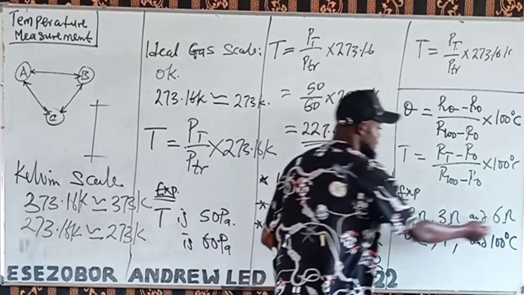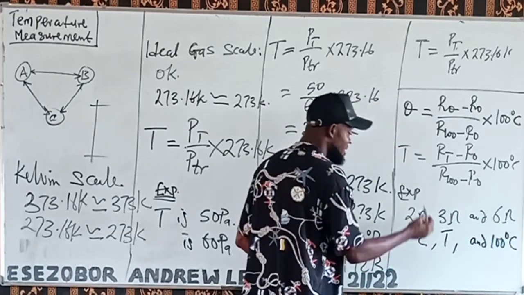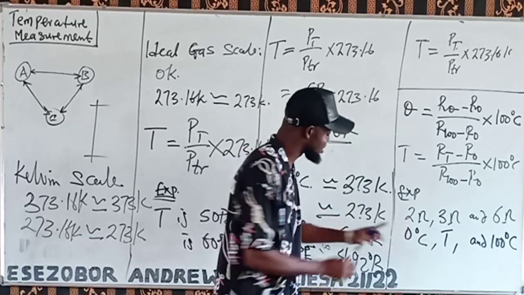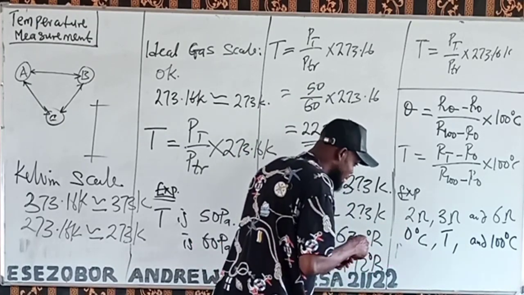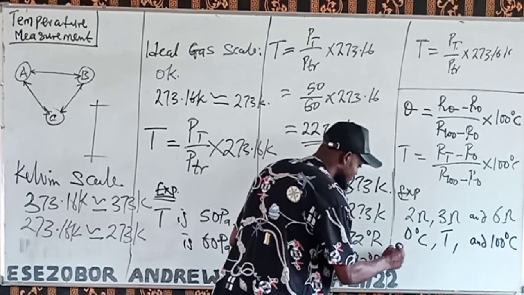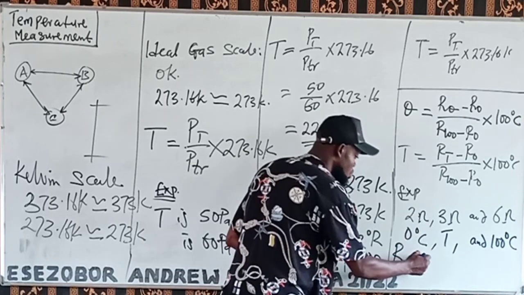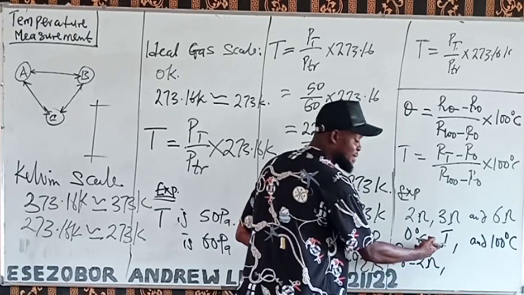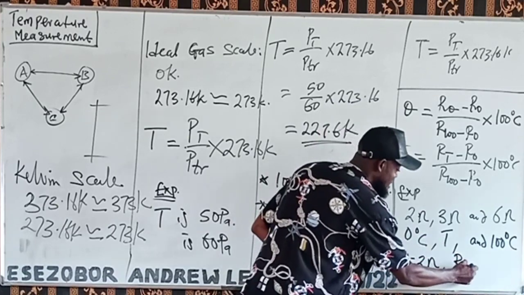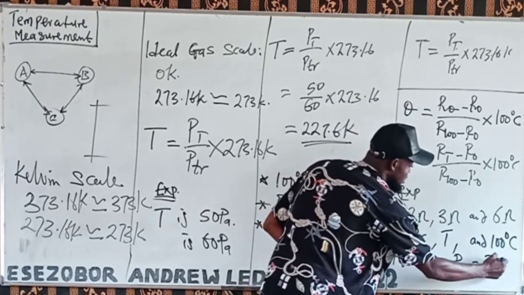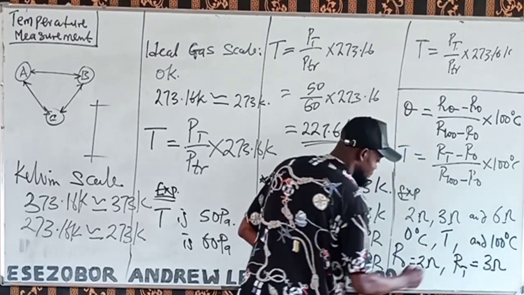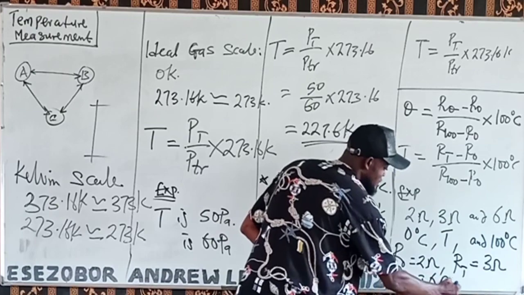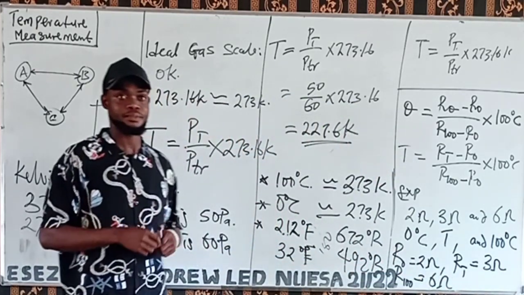So what is the first resistance here? This one is the resistance at 0. That means 2 corresponds to 0 degrees Celsius. The resistance at 0 degrees Celsius is 2 ohms. That's the meaning. So the first here is 0. Then the second is T. The resistance at T is 3 ohms. The third one is 100. The resistance at 100, the third one here, is 6 ohms. That's what I'm trying to say.